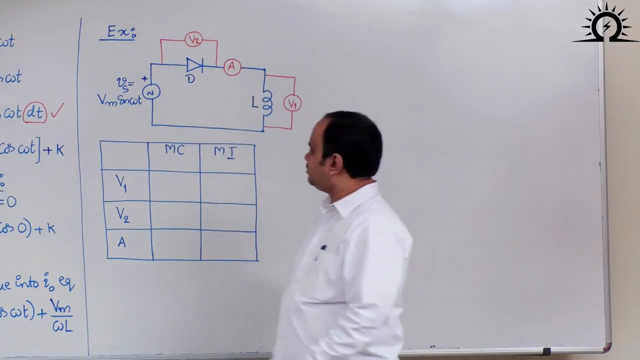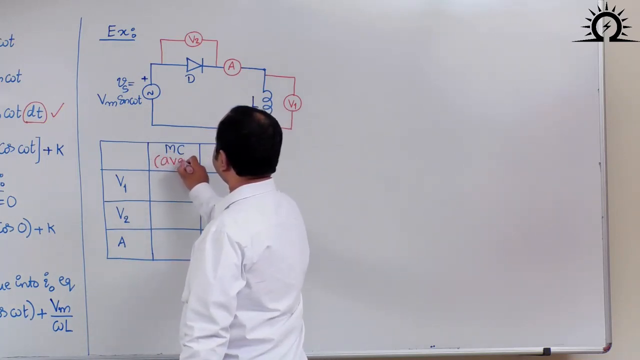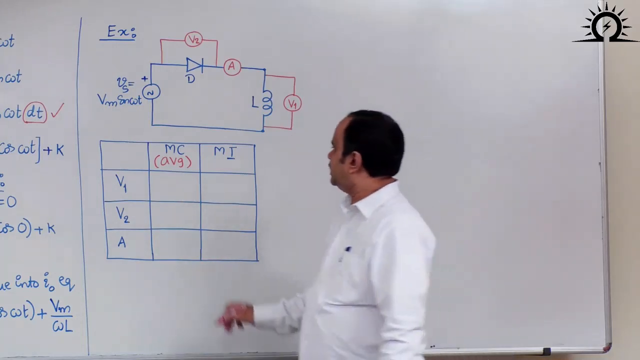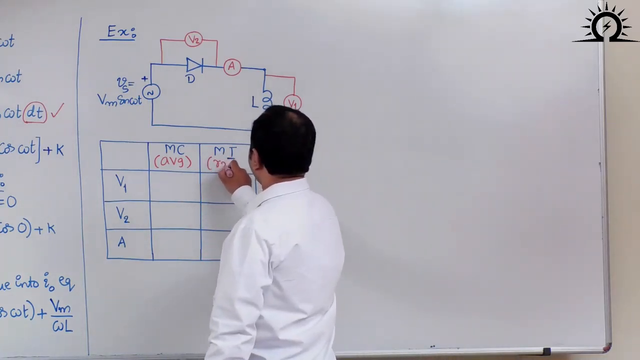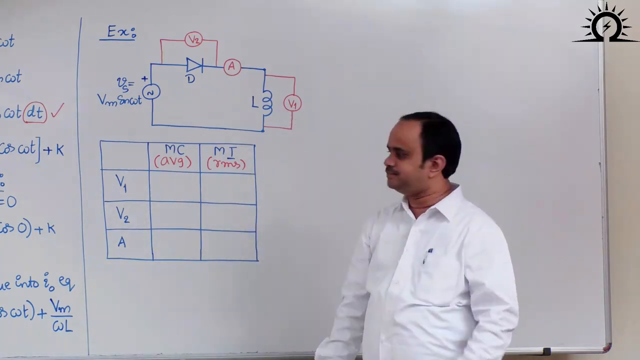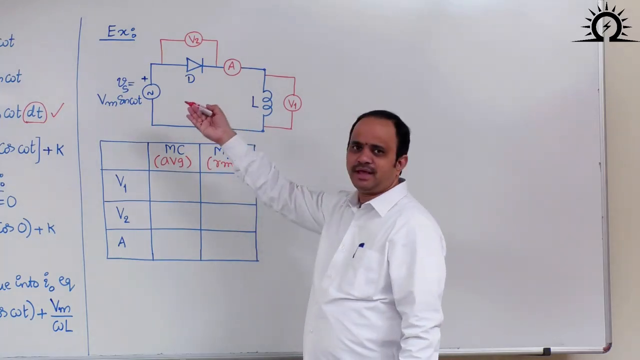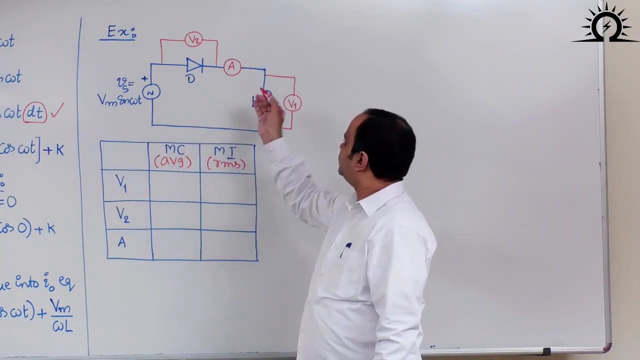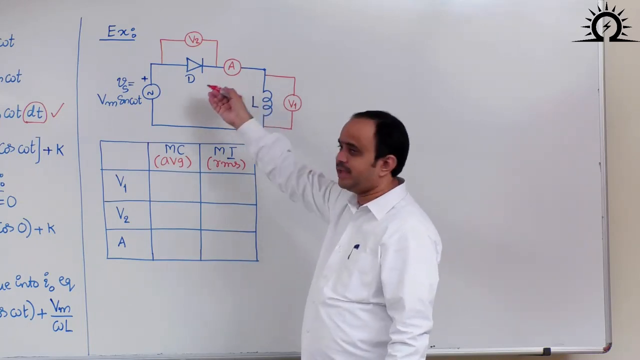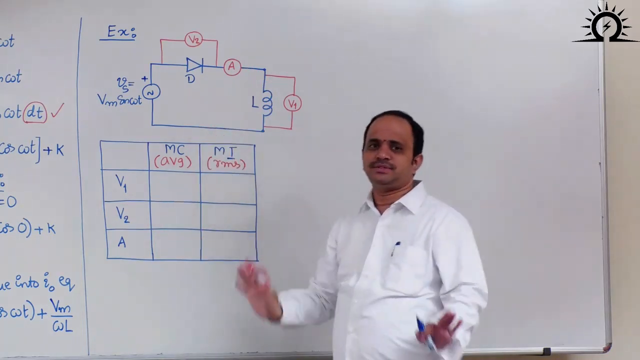What is the basic concept here? MC instrument means it will measure average value. MI instrument means it will measure RMS value. Therefore, the question is indirectly asking you to find average and RMS voltage across the inductor and diode, and average and RMS current flowing through the circuit, in a simple way.